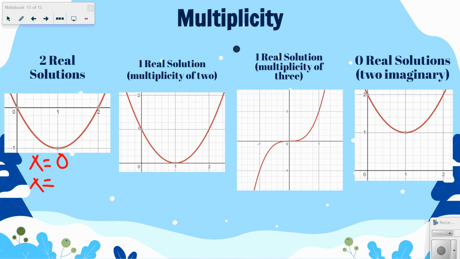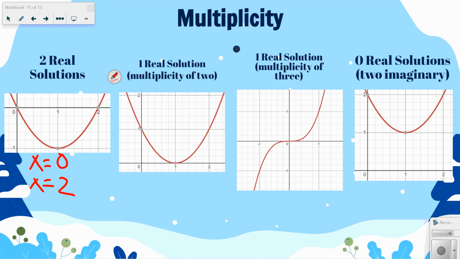I also know this scenario all the way over here on the right side as well. I have 0 real solutions. How do I know I have 0 real solutions here? Great job. It never crosses the x-axis. So I know it's a quadratic based off of that shape. So I know, therefore, I have to have 2 solutions. And if I don't see it cross the x-axis, that means those 2 solutions are imaginary.